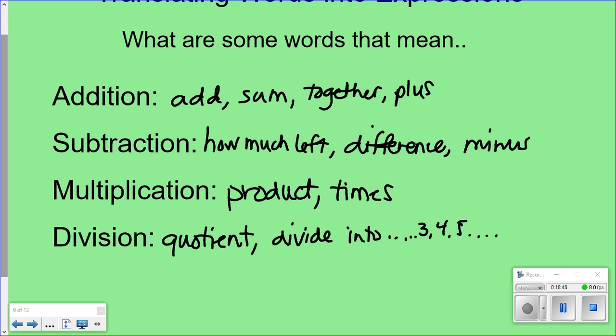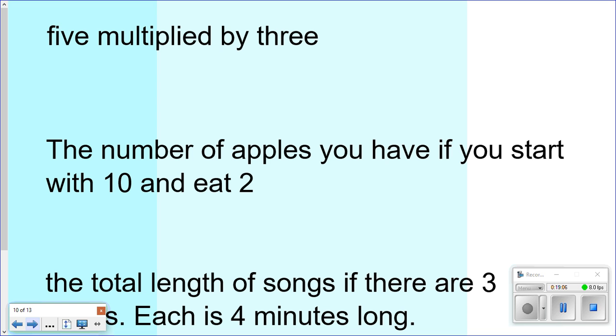So another part of your homework today is they're going to give you an actual sentence, like a legit sentence, and you have to put it into what the expression would look like, which is not too hard. So for example, if I have 5 multiplied by 3, what does that look like in expression? Kenna? Yeah, 5 times 3. If you start with 10 apples and eat 2, what does that look like, Brooklyn? 10 minus 2, right, because you want to know how many you have left.